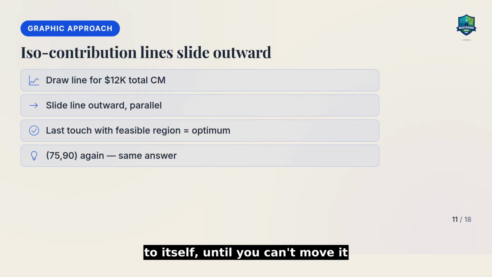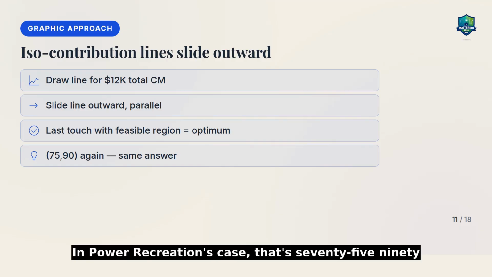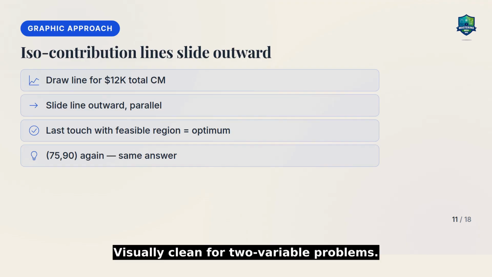Until you can't move it any further while still touching the area of feasible solutions. The point where it last touches is the optimum. In Power Recreation's case, that's 75/90, same answer as trial and error. Visually clean for two variable problems.